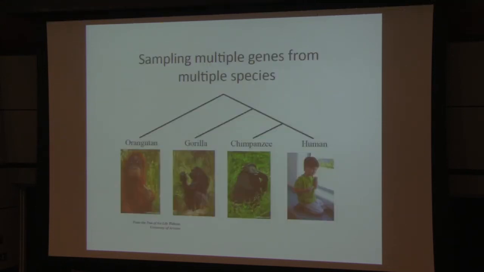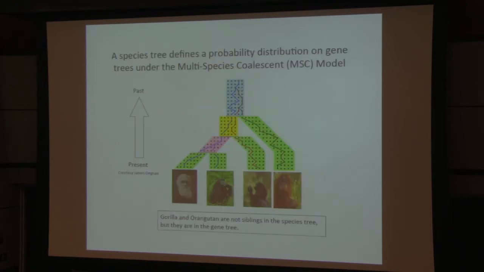Okay, so we're going to try to solve this problem. You know, human, chimp, gorilla, orangutan. We're going to look at genome scale data. And that means we're going to be sampling different parts of the genome, which I'm just calling genes. We're sampling different parts of the genome. We're going to try to get a tree from different parts of the genome.